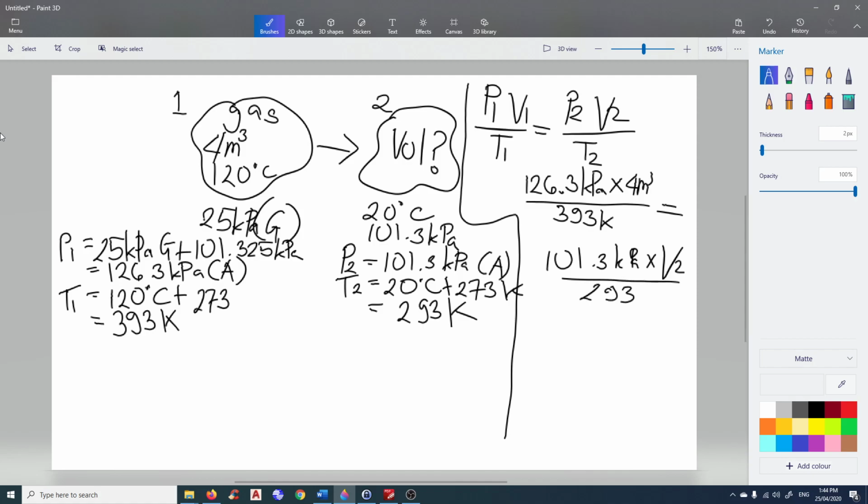Now you don't have to convert this into Pascal as long as on both sides you use the same unit. So if on the left hand side you use kPa, make sure on the right hand side you use kPa. But if you use Pascal on the left hand side, then the right hand side has to use Pascal. Clear?